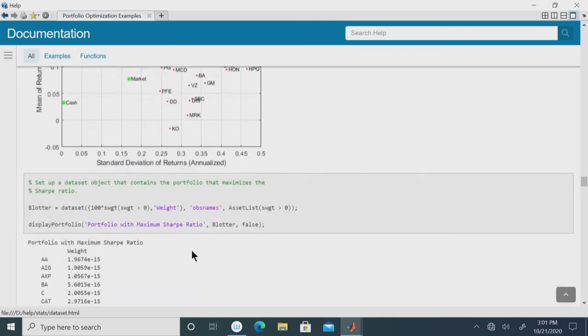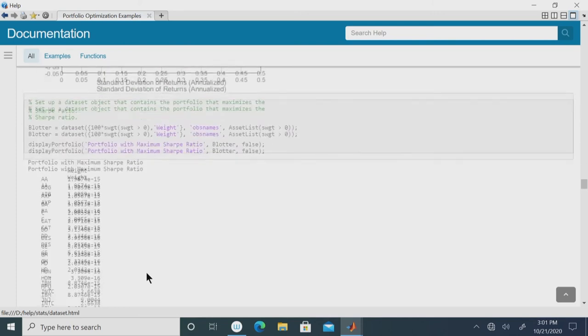Interestingly, it turns out that if you look at the blotter here, it is going to be the weights of the portfolio that maximizes the Sharpe ratio. So, this will give you the weights in terms of percentage of the individual assets that constitute the portfolio with the maximum Sharpe ratio.